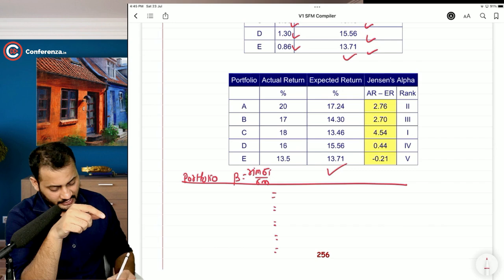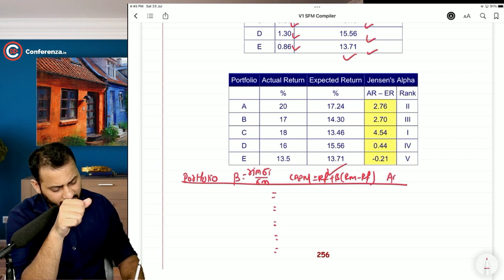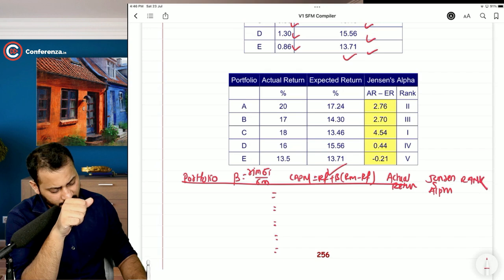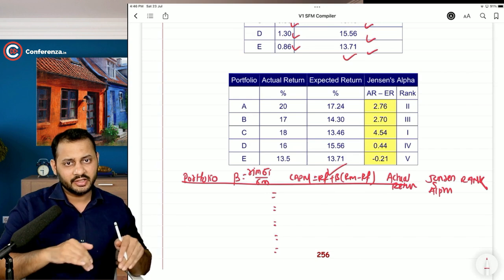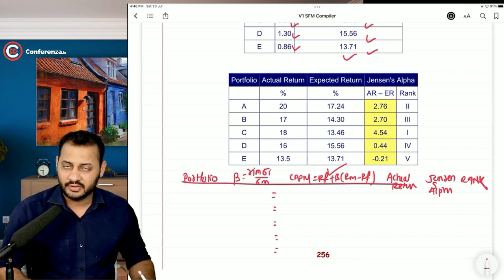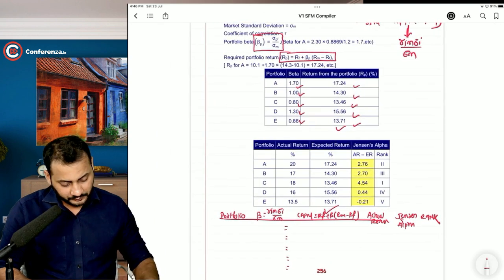Then immediately calculate the CAPM return: RF plus beta in bracket RM minus RF. Then write down the actual return, and then Jensen's alpha, and then the rank. This much should fit in your one table. Otherwise you can continue the table below the first one as well. Continue it. So this is how it is going to be presented.